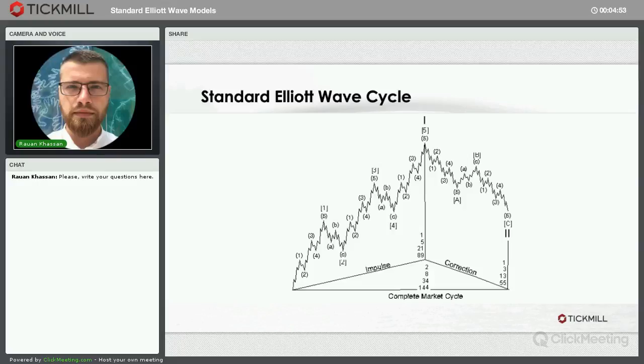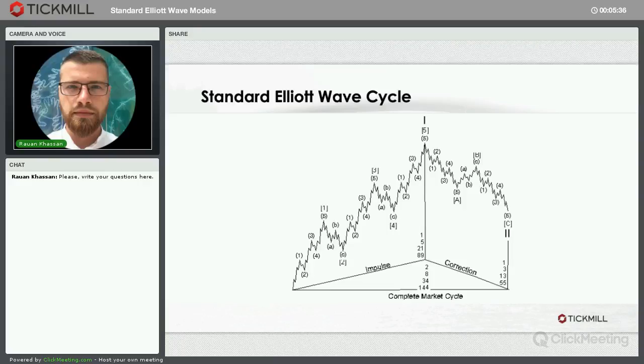As you can see, the complete market cycle is divided into 2 parts, the bigger impulse and the lower correction. The impulse part of the cycle is moving in the trend direction, and the correction has an opposite direction. As depicted, the impulse side is divided into 5 parts, which are marked with numbers from 1 to 5. And the correction part is divided into 3 parts, which are marked with letters from A to C.